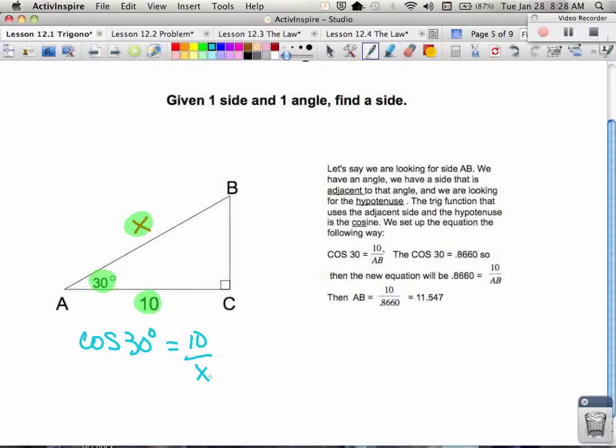When I type in the cosine of 30 degrees to my calculator, I get 0.8660 to 4 decimal places, and that's equal to 10 divided by x. And knowing that when I do this, that my cosine of 30 degrees, when I'm in the mode of degrees, and 0.8660 is the same, I now solve that bottom equation for x.